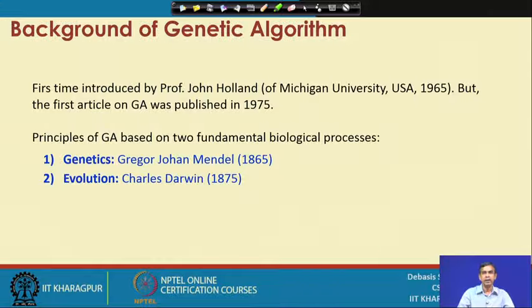Gregor Johann Mendel in 1865 proposed one revolutionary concept called genetics, and around 10 years later Charles Darwin proposed the concept called evolution, and these two concepts were merged together to solve optimization problems, which became the true origin of the genetic algorithm. So, in order to learn the genetic algorithm, it is better that we first learn about the two things, genetics and evolution.